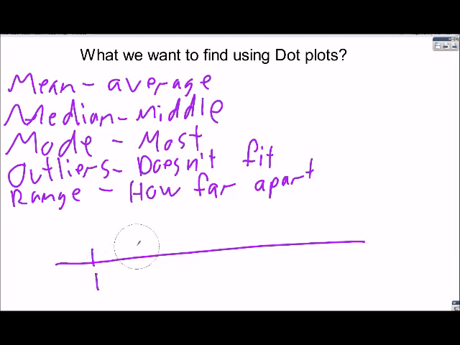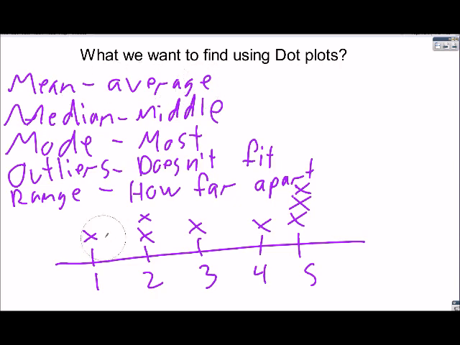And one person had $1. The mean would be, I would take all of this data, added together. So it'd be 5 plus 5 plus 5 plus 4 plus 3 plus 2 plus 2 plus 1, and then divided by how many x's there are.